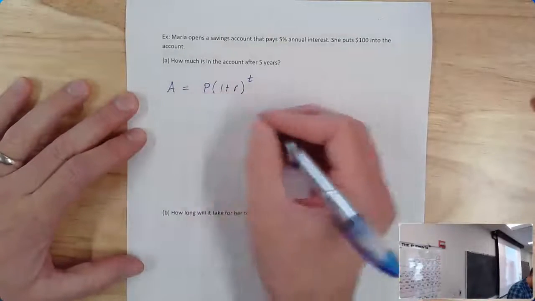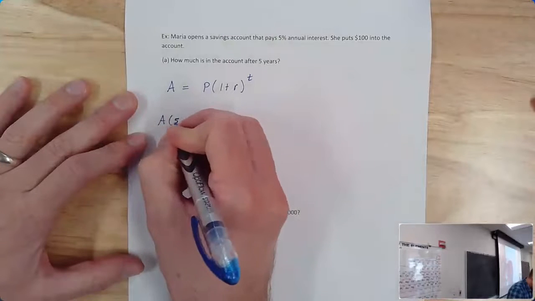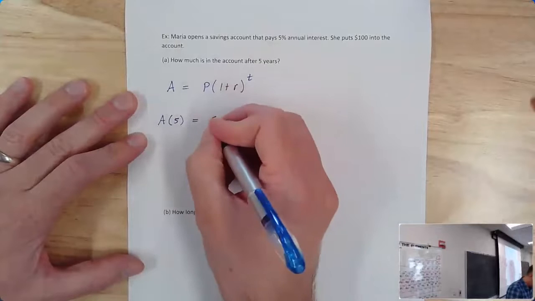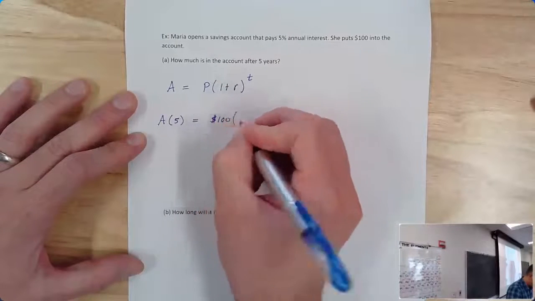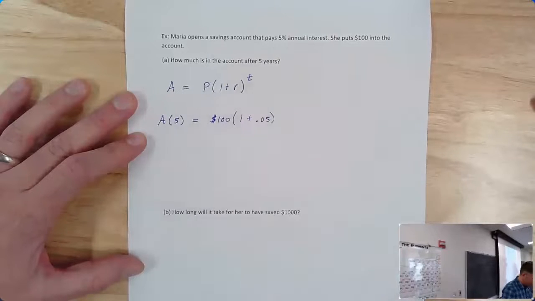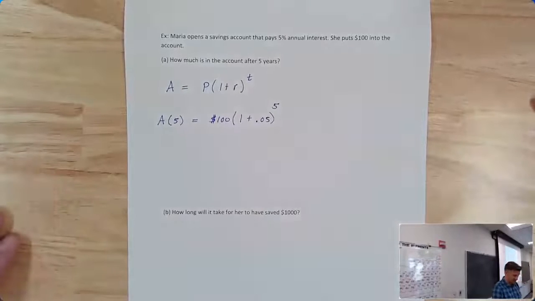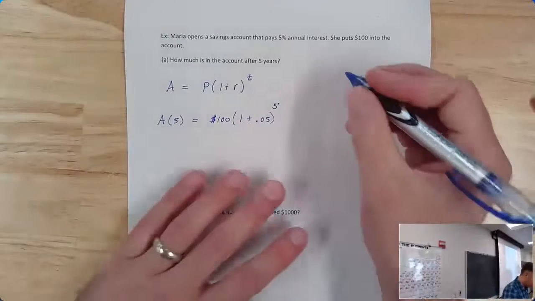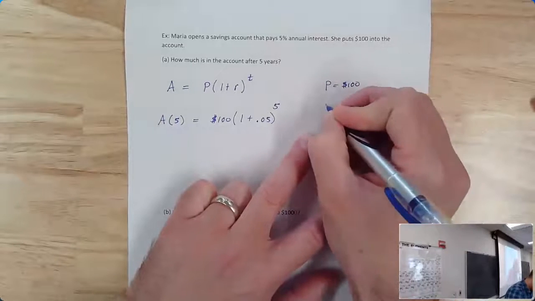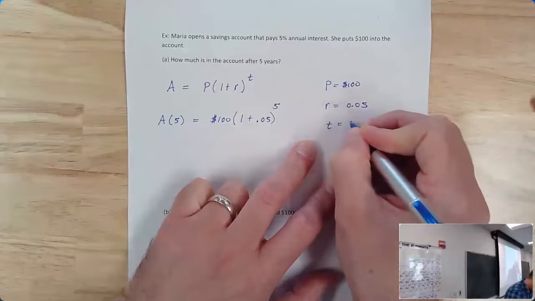The amount of money after 5 years is going to be, and I would write it as A of 5 because it really is a function of time. My principal is $100. My interest rate is 0.05 as a decimal. And the number of years is also 5. Maybe we can even write those things on the side. The principal is $100, the interest rate is 0.05, and time is 5 years.